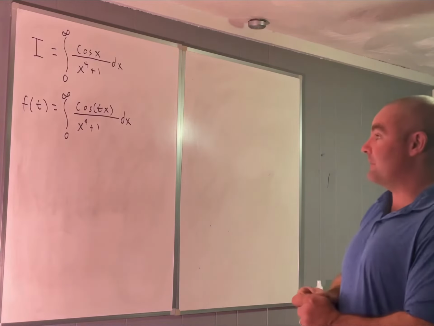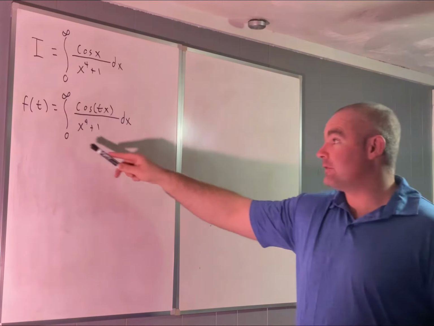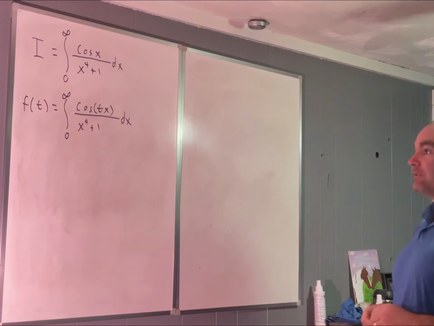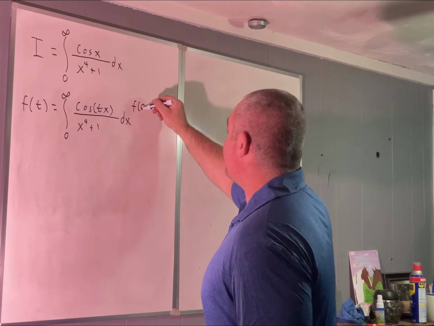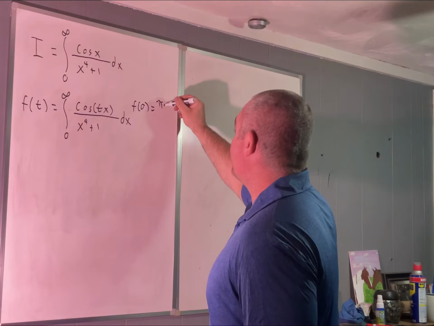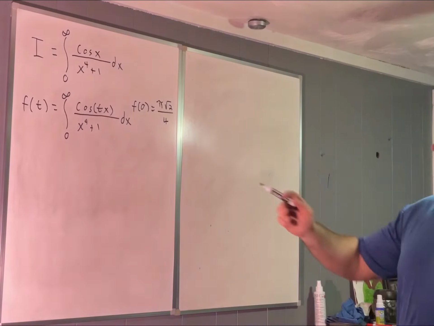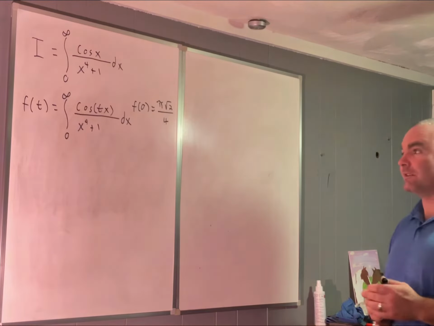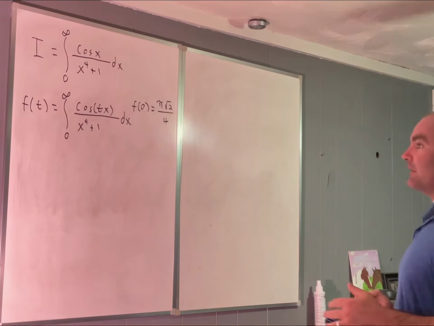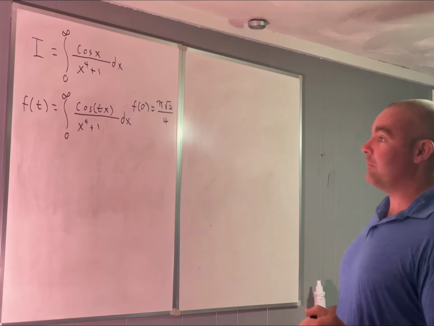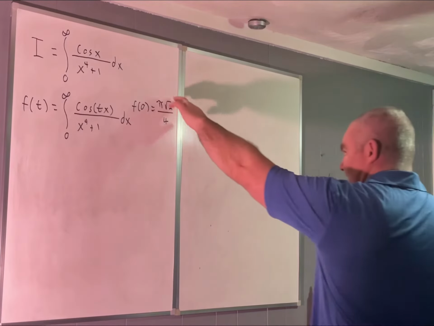The next step is to find a value that we can plug in for t to make this integral easy to evaluate. There isn't one that's going to make it easy, but if you pick t equals 0, if you evaluate f of 0, you will get pi times the square root of 2 over 4. And the integral from 0 to infinity of 1 over x to the fourth plus 1 dx is kind of a famously difficult calculus 2 integral. It's probably offered up as like a bonus question on final exams, but that's what it evaluates to.